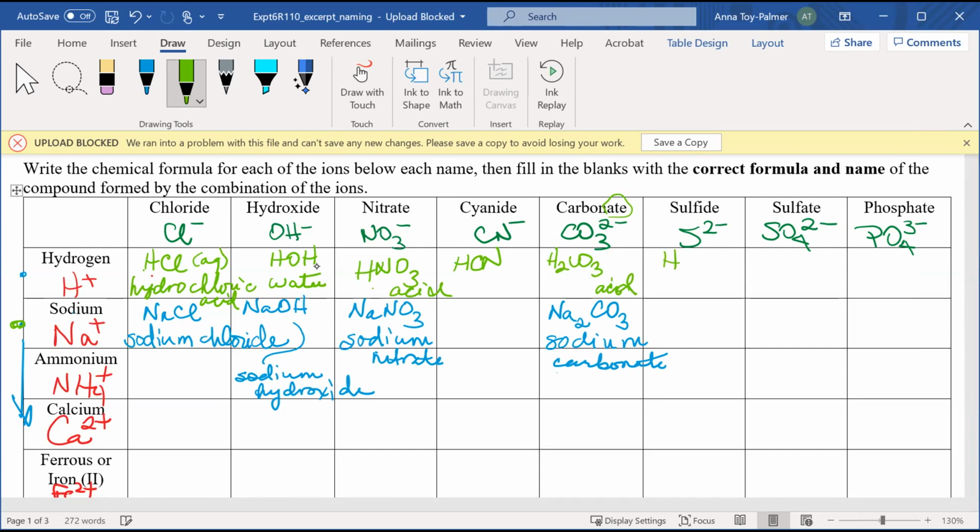And then we did this already. Okay, it's binary. So you're going to need to write aqueous. This one with sulfate, what's it going to be called now? This is an acid. We have to put 2 hydrogens to make sure it's charge neutral. But what would you call this acid?